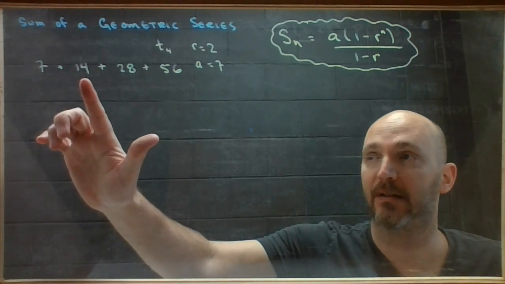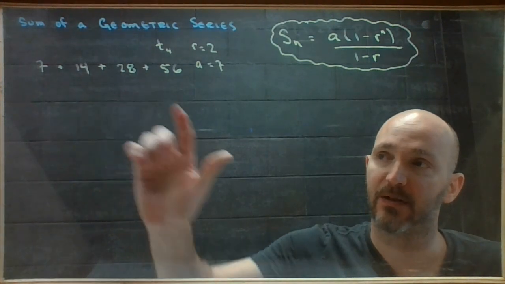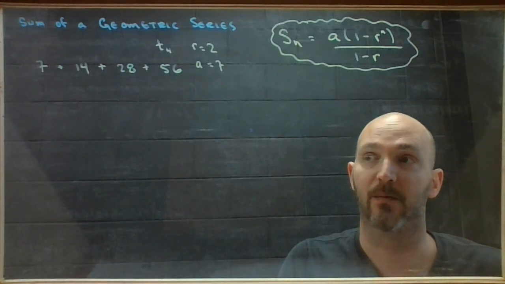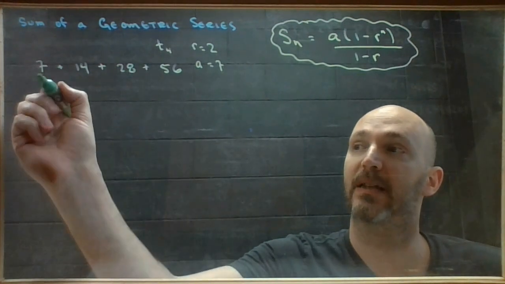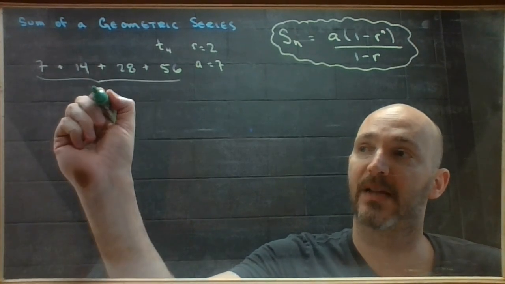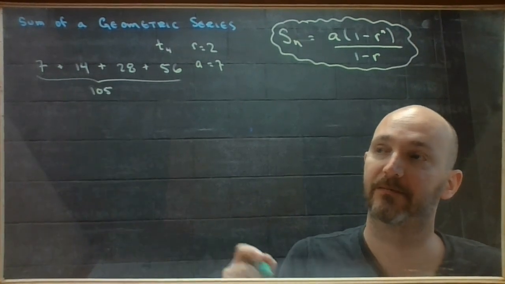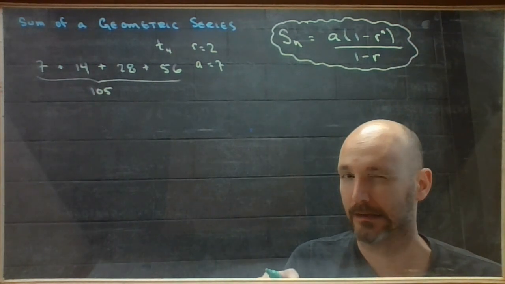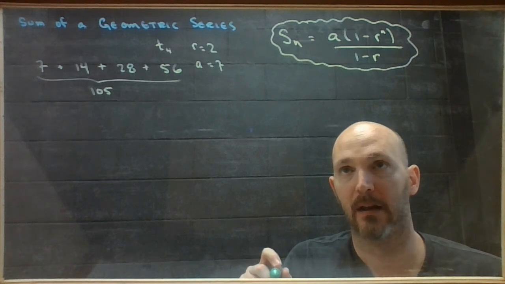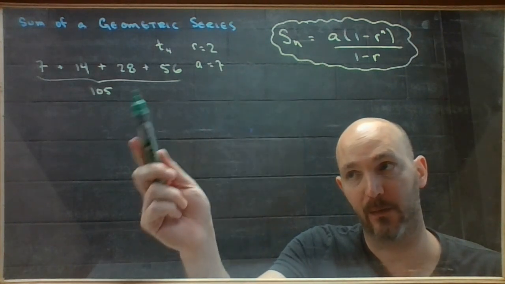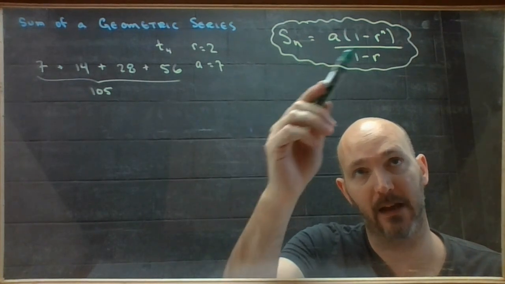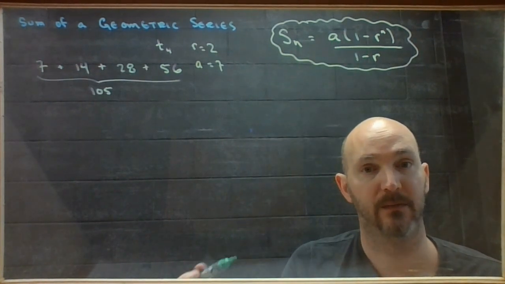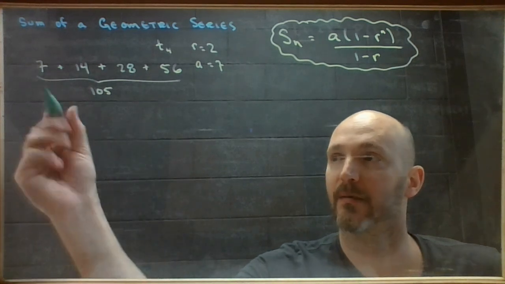7 and 14 is 21. 21 and 28 is 49. And 49 and 56 is 105. So these 4 terms add up to 105. So if this formula is correct, cross your fingers, it should spit out 105 if I make n 4, a 7, and r 2. So I'm going to try that over here.